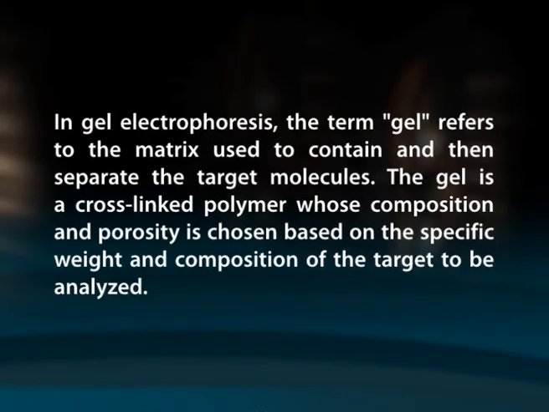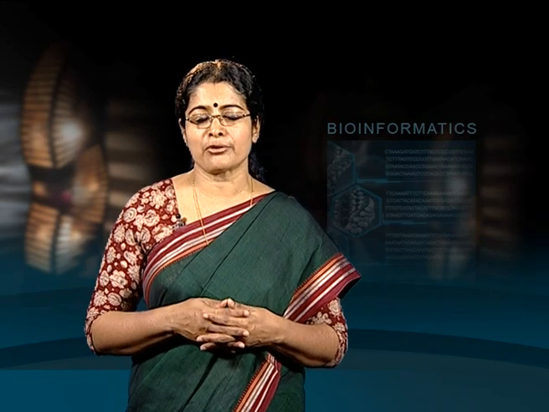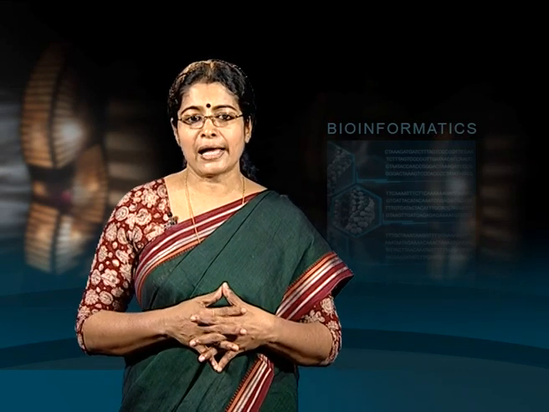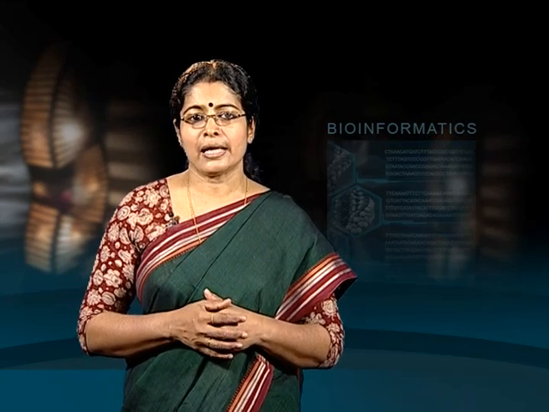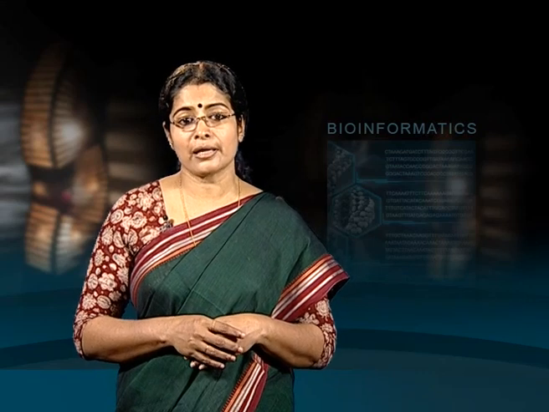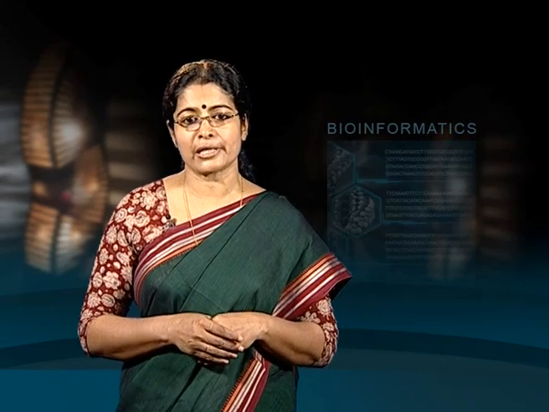In gel electrophoresis, the gel refers to the matrix used to contain and then separate the target molecules. It is a cross-linked polymer whose composition and porosity is chosen based on the specific weight and composition of the target to be analyzed. When separating proteins or small nucleic acids, like DNA, RNA or oligonucleotides, the gel is usually composed of different concentrations of acrylamide and a cross-linker, producing different sized mesh networks of polyacrylamide. Acrylamide, in contrast to polyacrylamide, is a neurotoxin and must be handled using appropriate safety precautions to avoid poisoning.